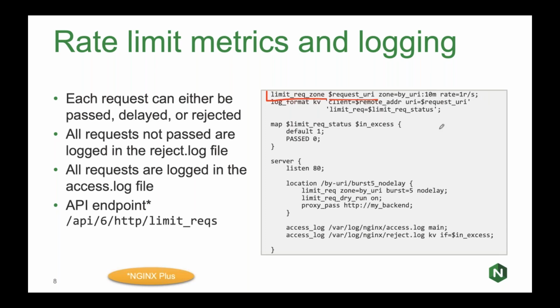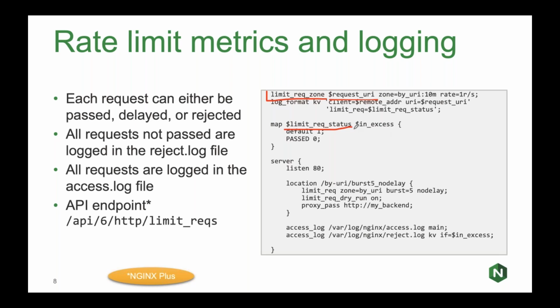We're then going to have a very simple log format followed by a map. So a map block is a very useful thing. It allows us to take in the limit_req_status. So that's the disposition of what the rate limiting decision was. And it's quite simple. The rate limiting decision could be, I passed the request, no problems. I delayed the request because it was in excess, or I rejected the request because it was in excess. And whether I delay or reject depends on my configuration.